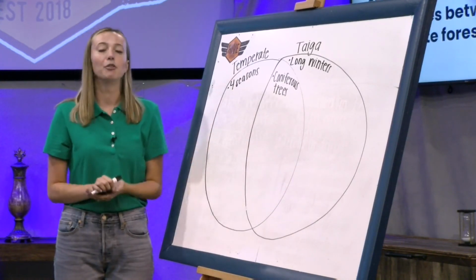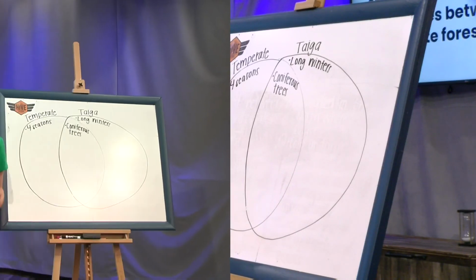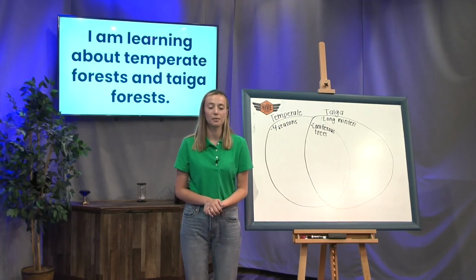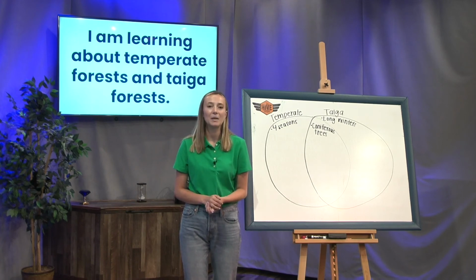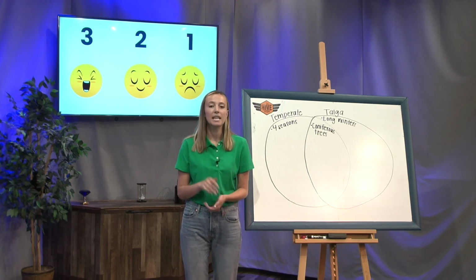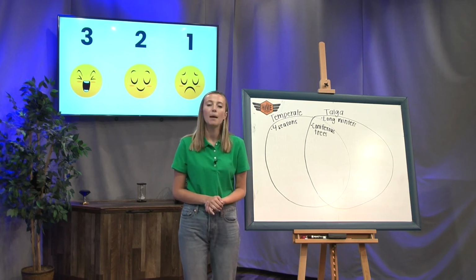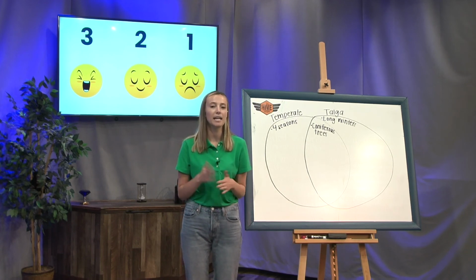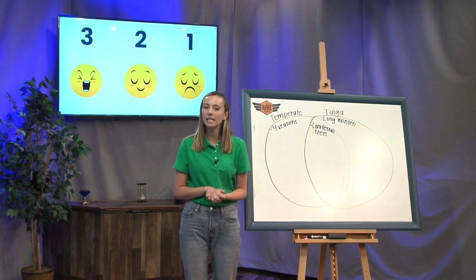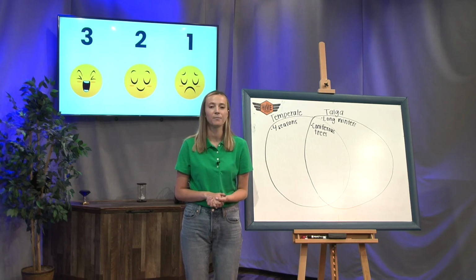Now let's slide and review our learning target for today. Go ahead and read the learning target with me. Ready? I am learning about temperate forests and taiga forest. Awesome. Let's slide and self-assess. Give yourself a 3 if you feel very confident about these 2 forests, temperate and taiga forests, and you could even teach someone about temperate and taiga forests.